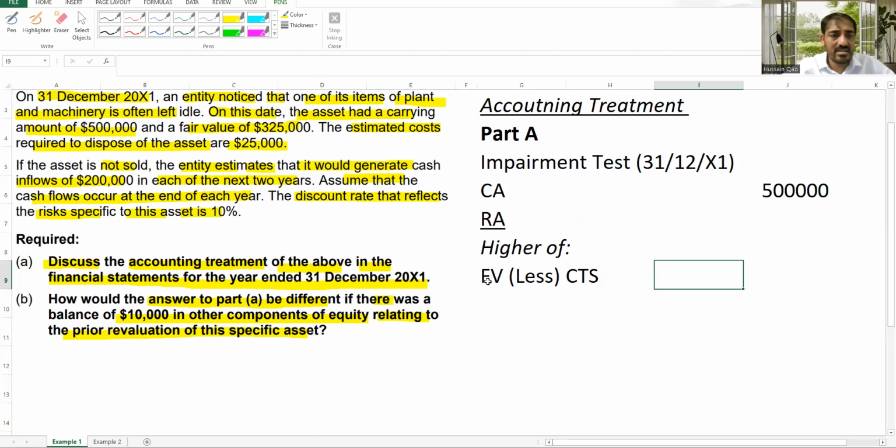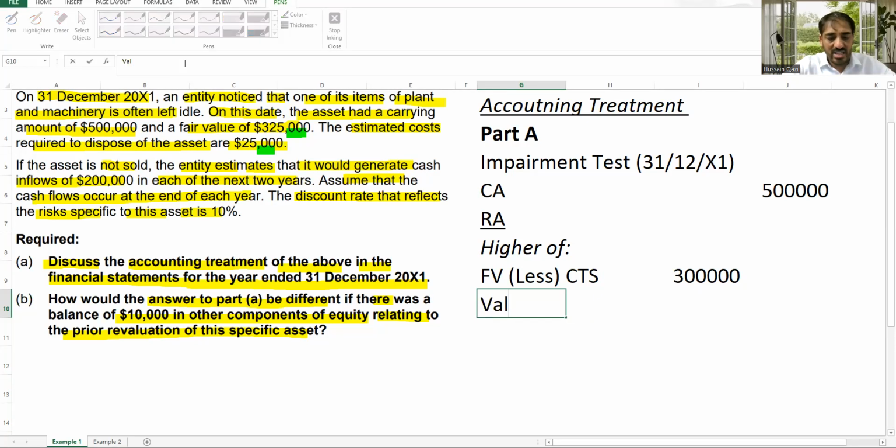and value in use. Fair value less cost to sell is available here. How much is the amount? That's very simple. That's 325,000 minus 25,000. That's 300,000, very simple. And then value in use.